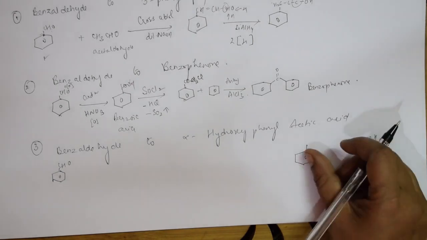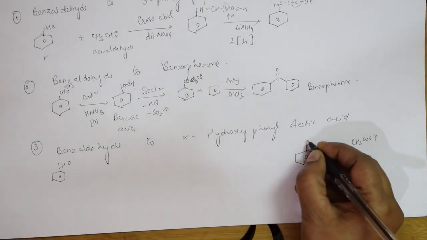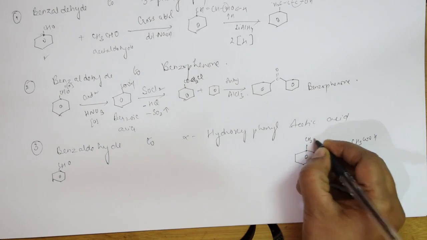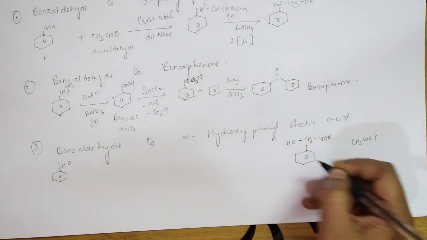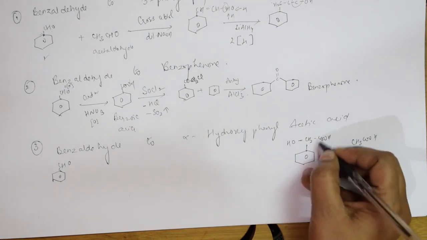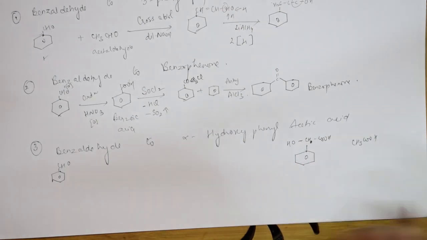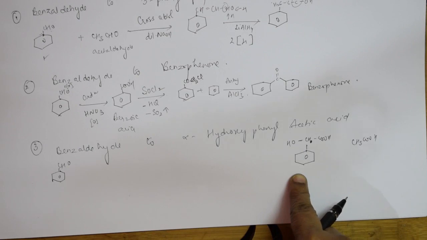One is shared with the benzene ring. That means CH3 becomes CH2COH. What happened to the one hydrogen? One hydrogen is shared by one hydroxyl group. So now count 1, 2, 3. So this becomes 4. This is 3-hydroxy phenyl acetic acid.